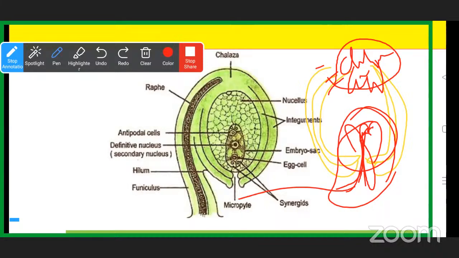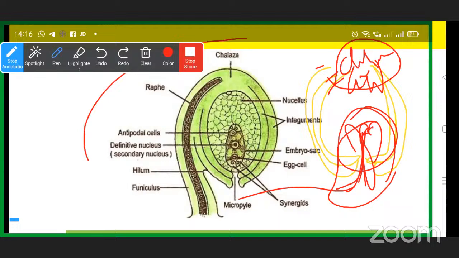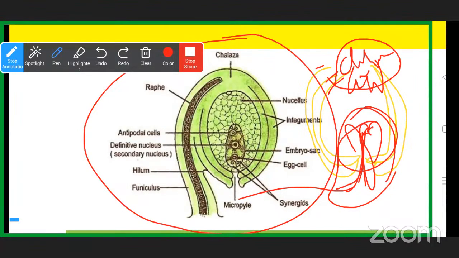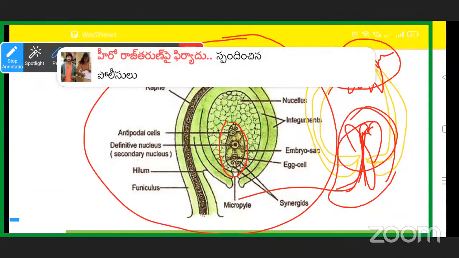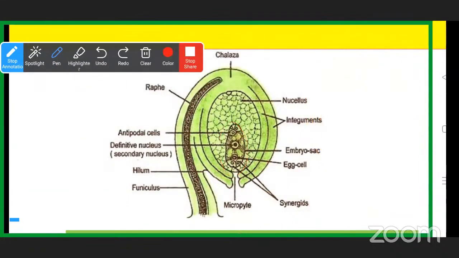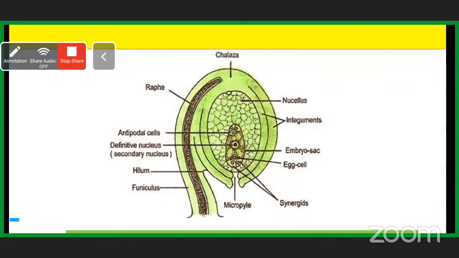Here you have to write essay questions and short answers. Write about the structure of the ovule. Then you have to draw this diagram and explain the parts: funicle, hilum, raphe, integuments, chalazal and micropylar end, embryo sac, nucellus, endosperm. All this we have to explain. Okay, these all are the parts of the ovule.